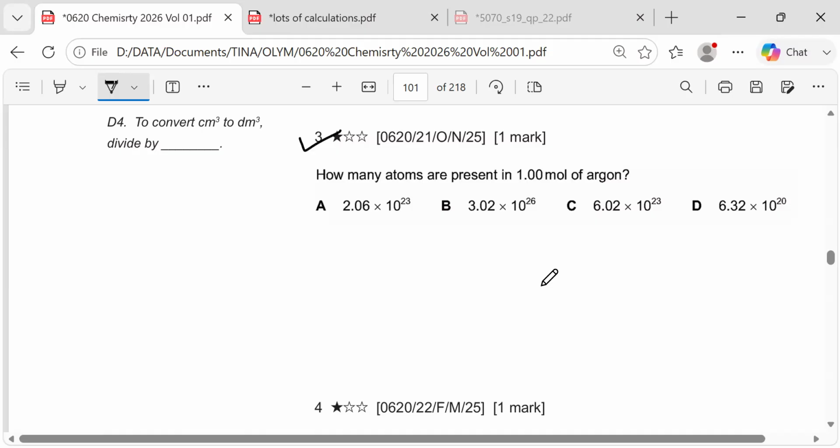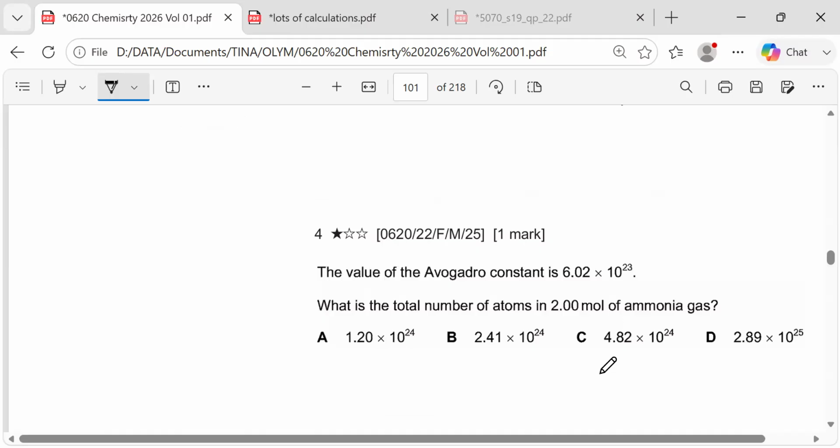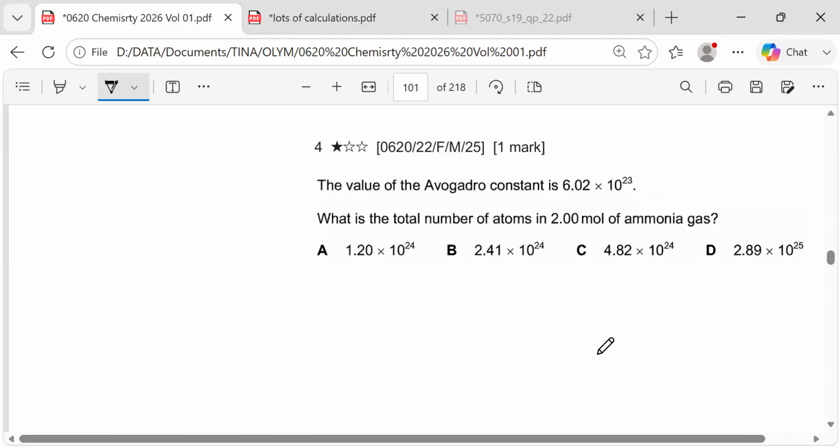So what's your answer? C. 1 mole is just equivalent to 6.02 times 10 to the power of 23. So this number is called Avogadro's constant, and Avogadro's constant represents 1 mole.